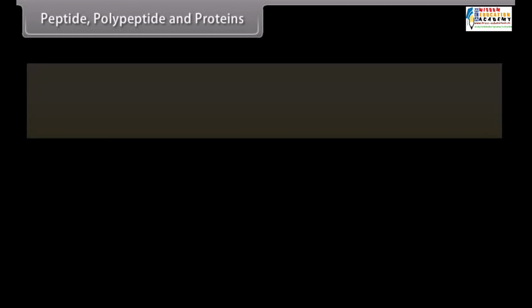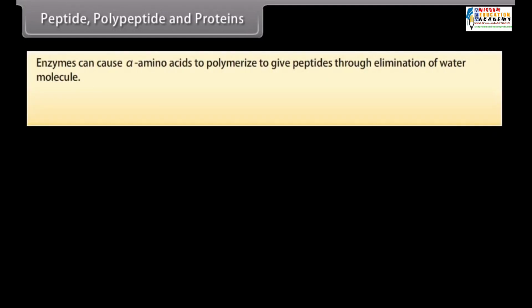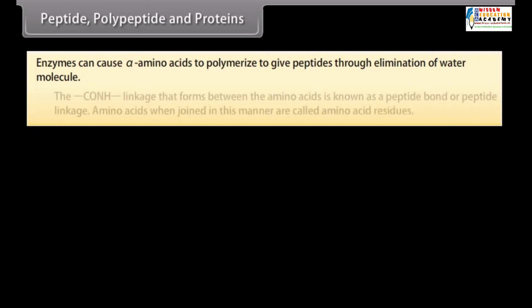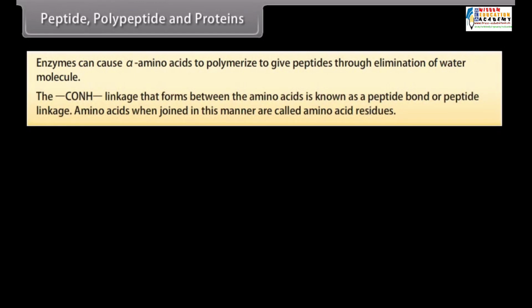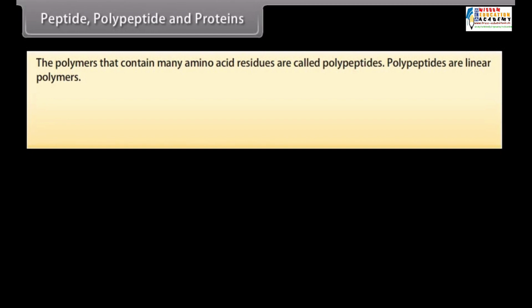Peptide, polypeptide, and proteins. Enzymes can cause alpha amino acids to polymerize to give peptides through elimination of a water molecule. The CONH linkage that forms between the amino acids is known as a peptide bond or peptide linkage. Amino acids, when joined in this manner, are called amino acid residues. The polymers that contain many amino acid residues are called polypeptides.